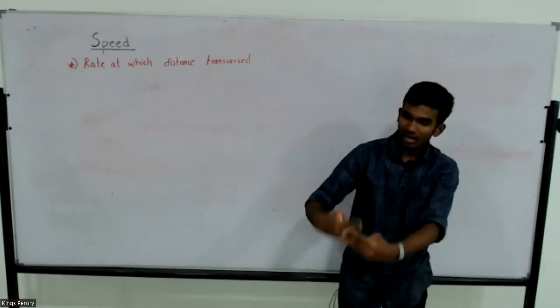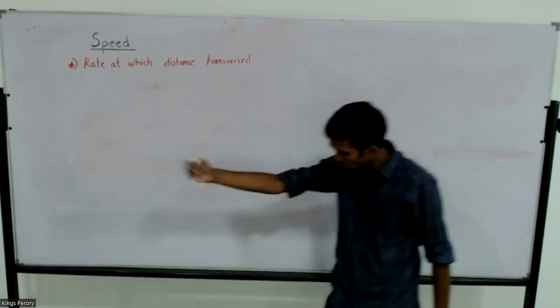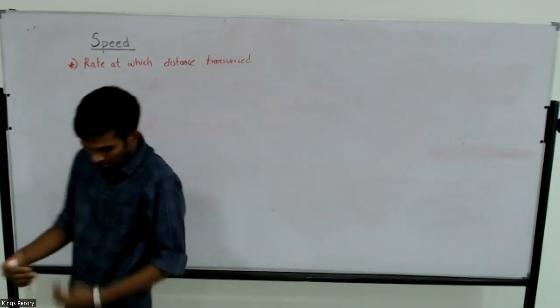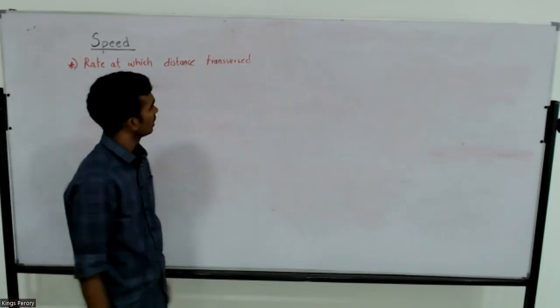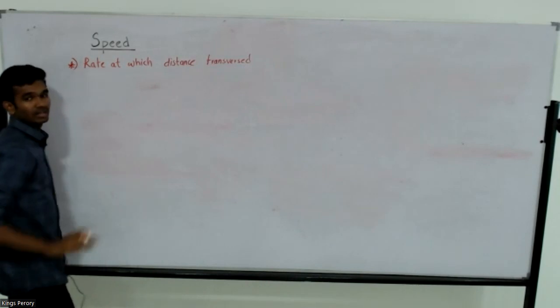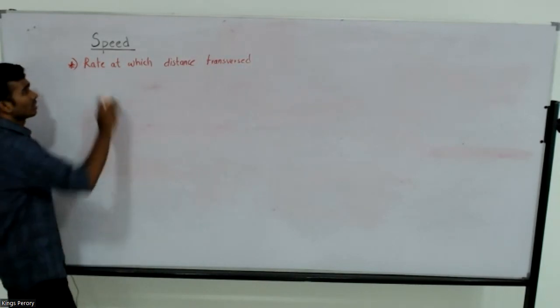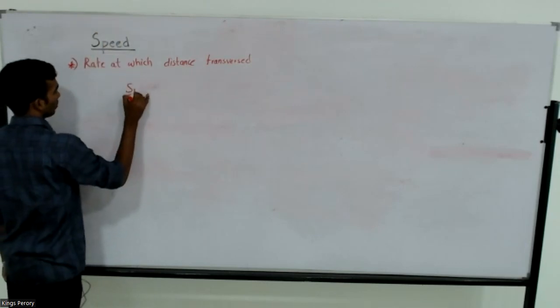That means rate of change of distance is speed. Rate at which you change your distance. Actually, children, when you hear the word rate, now rate you are defining for speed.